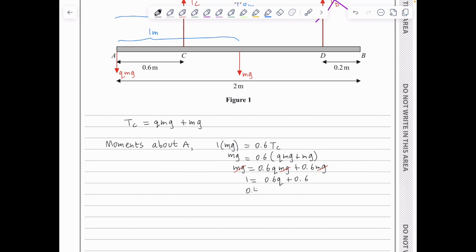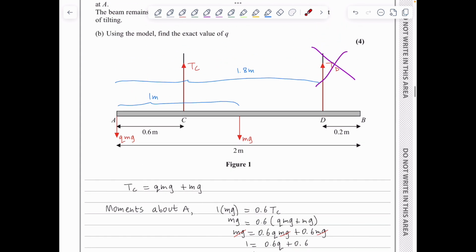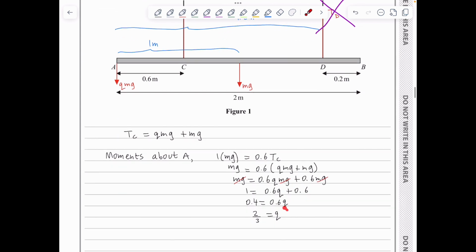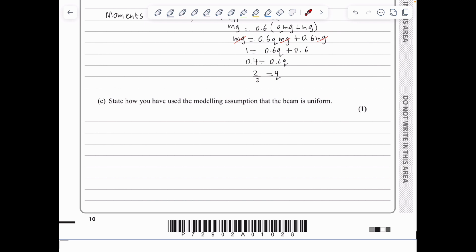So 0.4 is equal to 0.6 q. Therefore, q is equal to 2 over 3. Once more, we've been asked to find the exact value of Q, so I will give it as a fraction. If I proceed in giving answers to 2 or 3 SF, I will be penalized. Finally, we're asked to state how we have used the modeling assumption that the beam is uniform. We already discussed this. We said that the weight of the beam is acting at the middle.